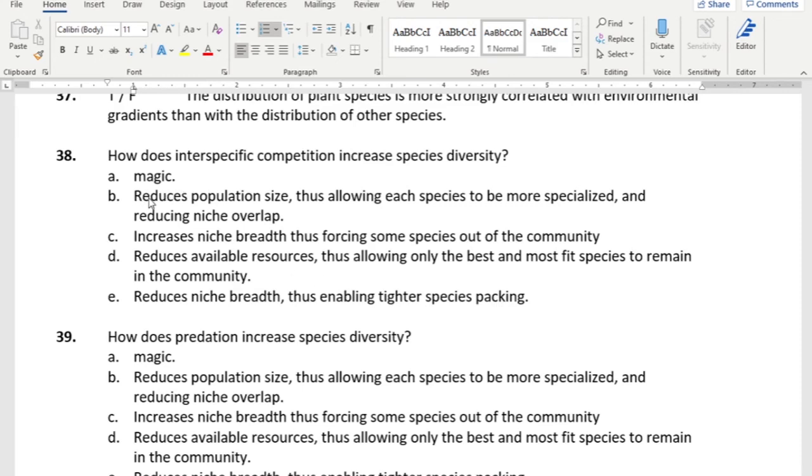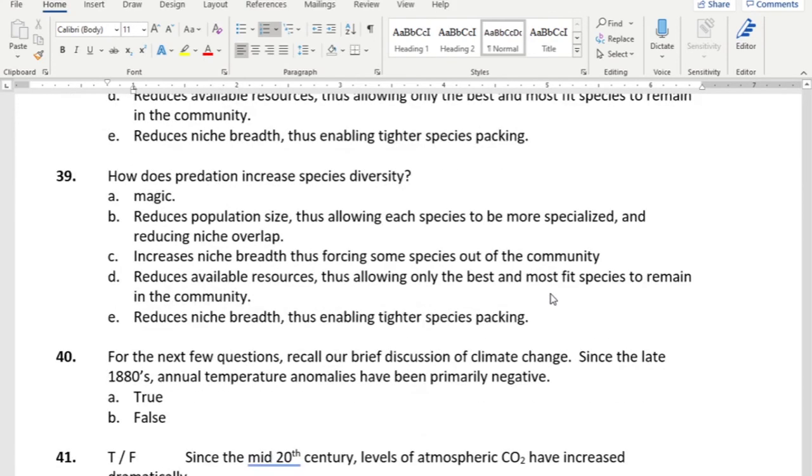The other possible answer is that interspecific competition reduces population size, thus allowing each species... No, that's actually what happens as a consequence of predation, not what happens as a consequence of competition. So the correct answer for 38 is E, reduces niche breadth. Natural selection is working against species that are overlapping, or against individuals that overlap, right? So it's going to reduce niche breadth and thus enable tighter species packing.